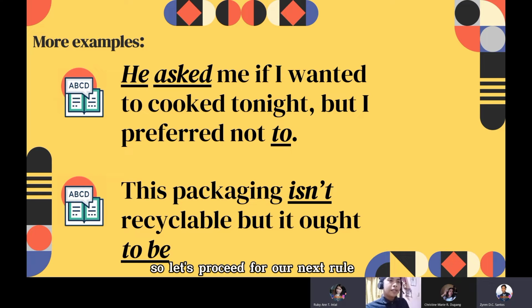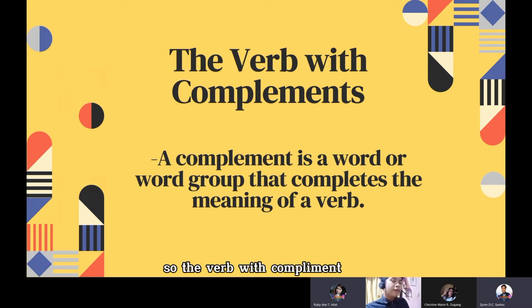So let's proceed to our next rule: the verb with complements. What is going to happen in the sentence or in the infinitives if the verb has complements on it? So let's see. Now let's go with a verb with complements, but let me first define what a complement is. A complement is a word or word group that completes the meaning of a verb.